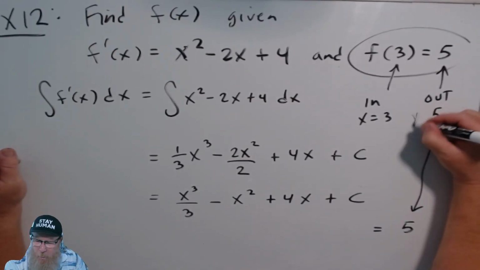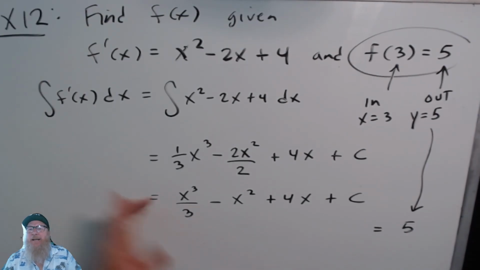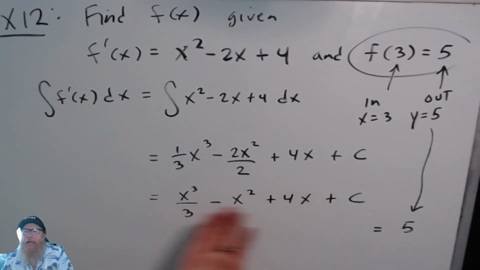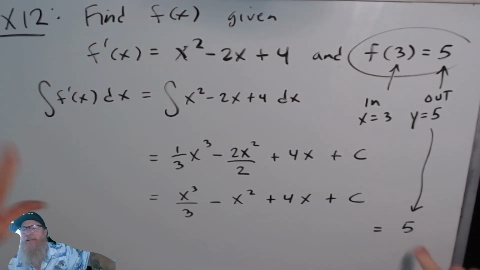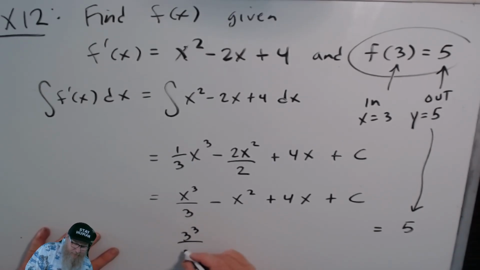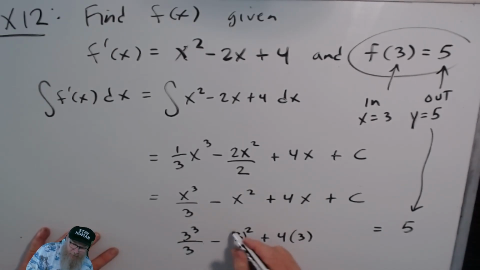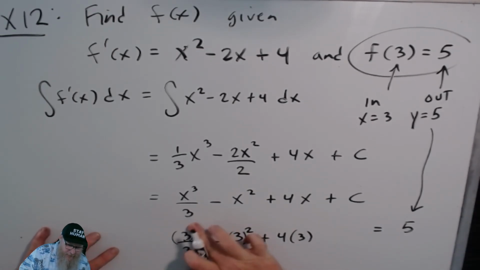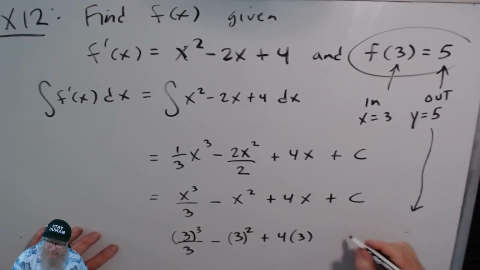Technically it's a y. Your outputs are always y's. I don't usually write the letter y here, but when I was drawing the graph a minute ago, this represents the y value. So let's plug in 3. I should probably use parentheses to be good-mannered in my mathematics.